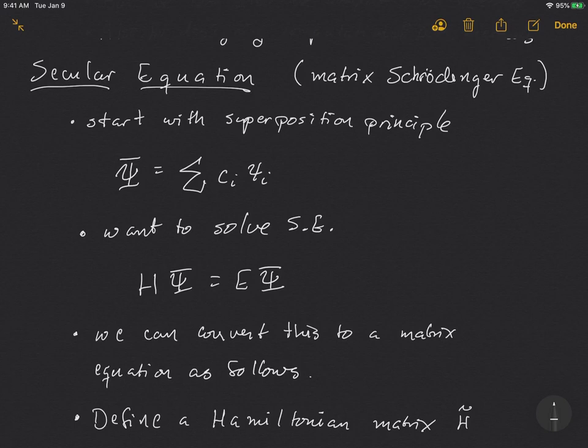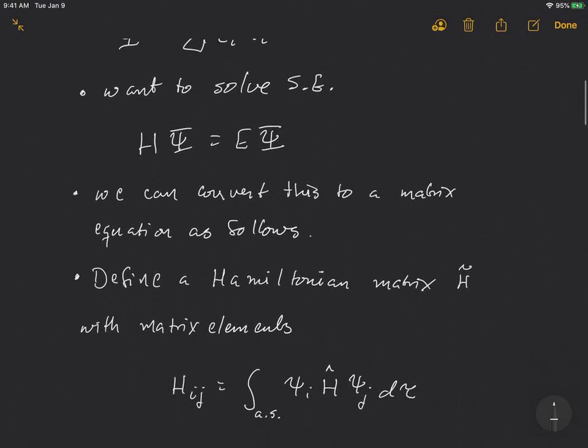And we want to solve the Schrodinger equation, which is H psi equals E psi, where I've used a capital psi to indicate that we have a sum of simpler lowercase psi wave functions. And then the question is, how do we solve this somewhat more complicated Schrodinger equation that involves a sum? And the answer is that we can convert this to a matrix equation.